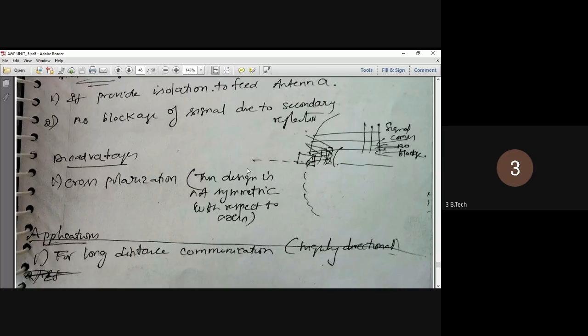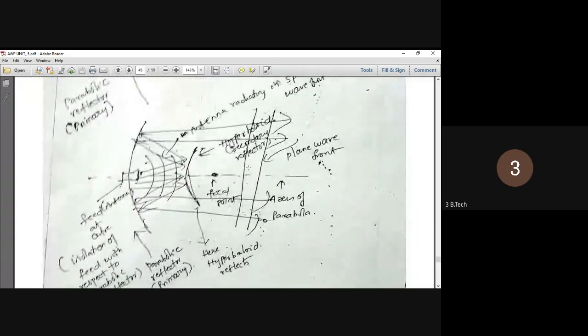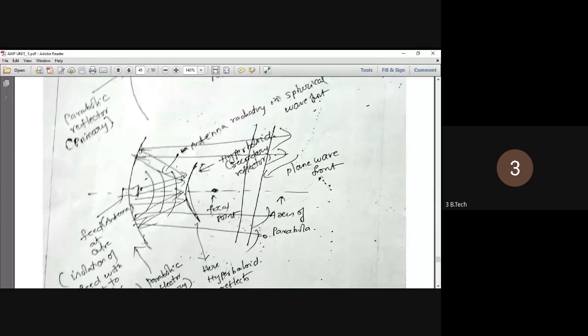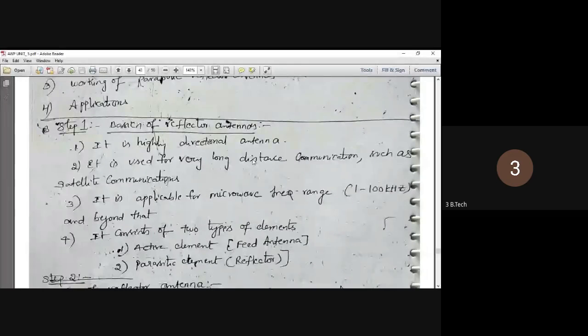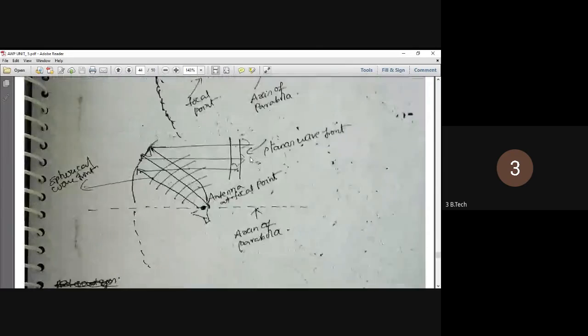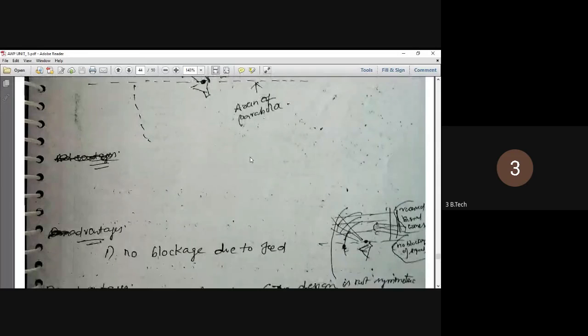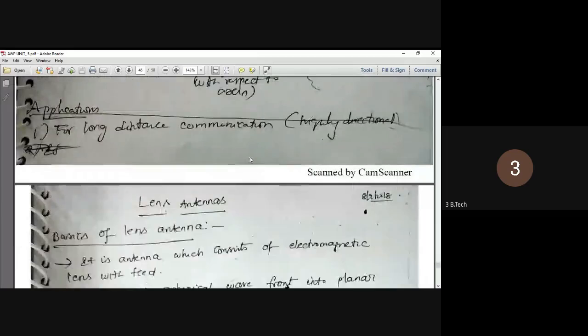So for long distance communication, highly directional, we can go for these reflectors. So we have learned one principle of reflectors: plane reflectors, then corner reflectors, and curved or parabolic reflectors. After that, we went for four design feed mechanisms. First one is center fed, offset fed, Cassegrain center fed, and Cassegrain offset fed. Okay, so these are used for long distance communication.